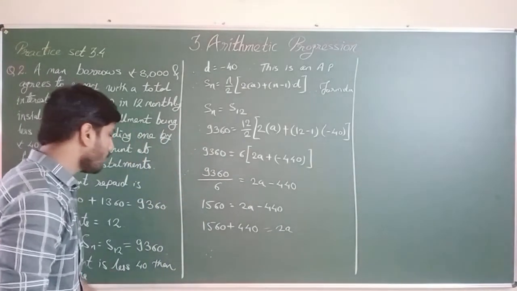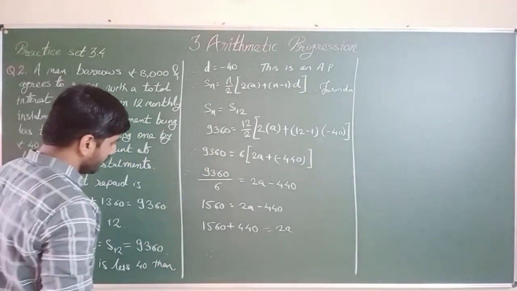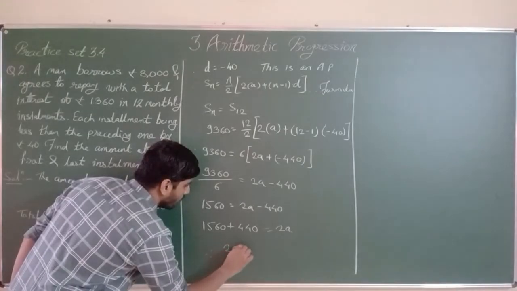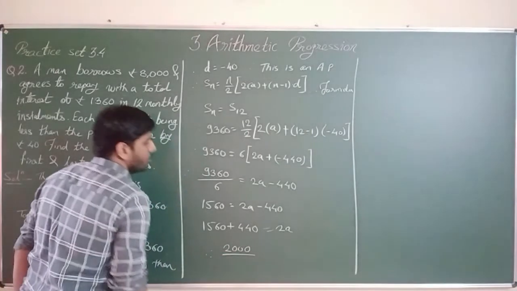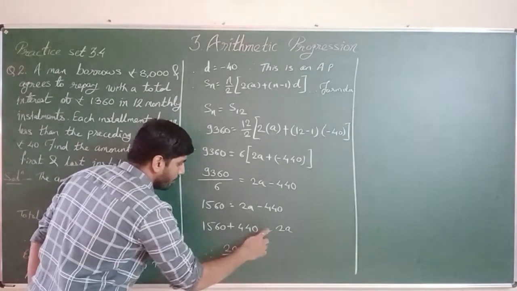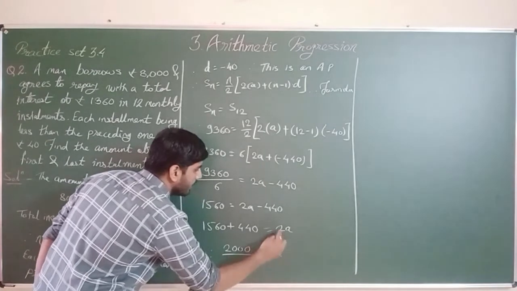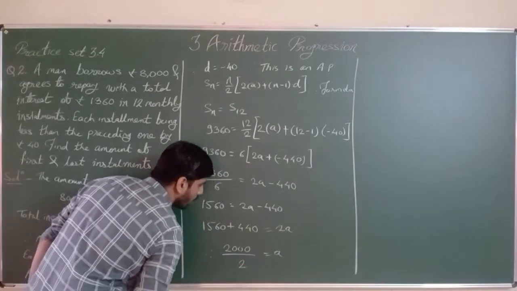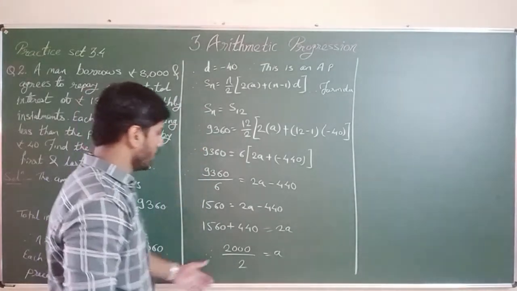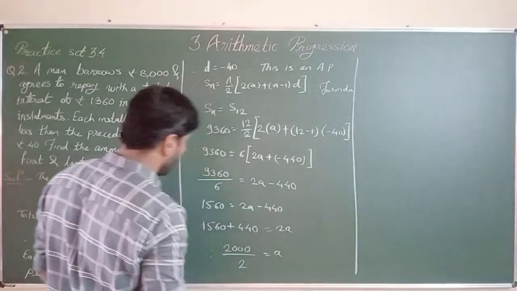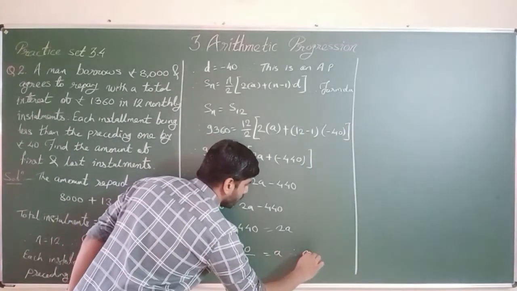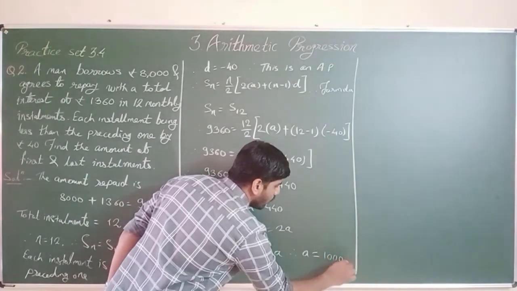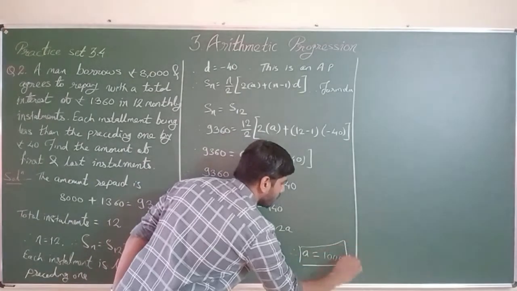Therefore, this addition is 2000. This a will remain as it is, and if we divide both sides by 2, here we will get 2000 upon 2. Therefore, value of a will become 1000, which is going to be his first installment.